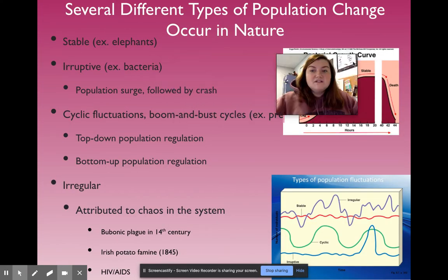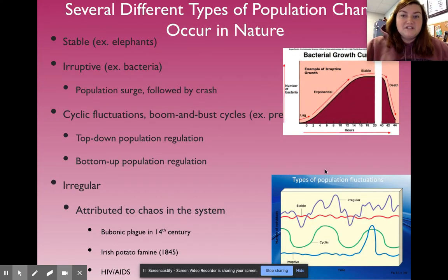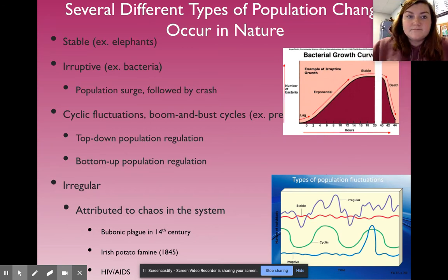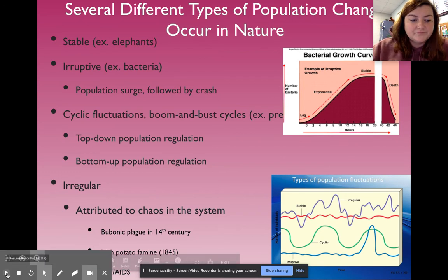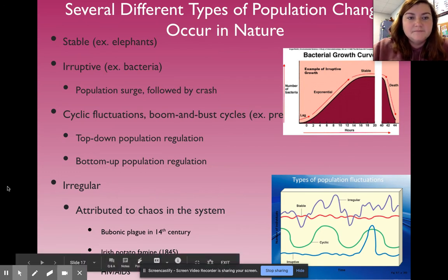So there are several different types of population change that happen in nature. So we will talk about each of those. Looking at each of these, I think it'd be easiest for us to look over here at this types of population fluctuations chart in the bottom right.